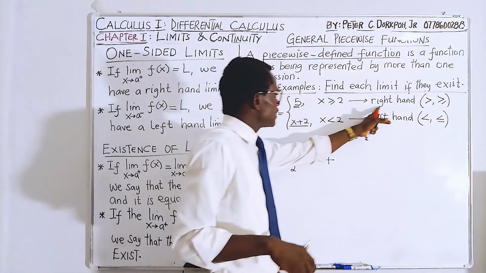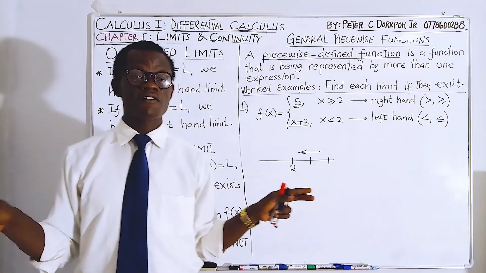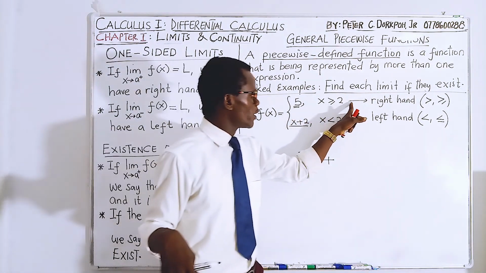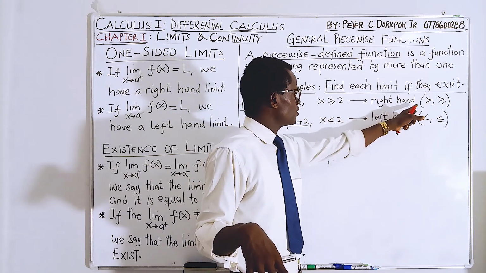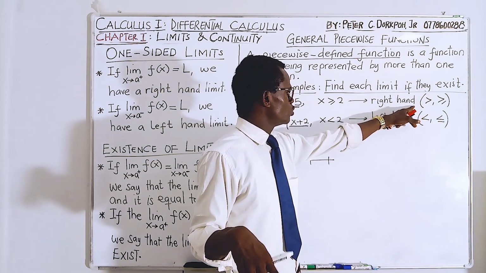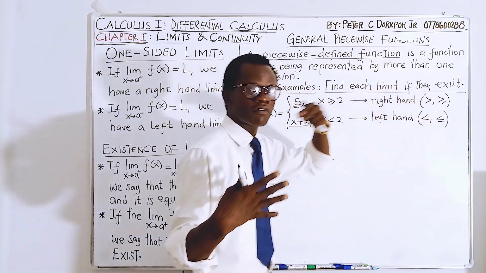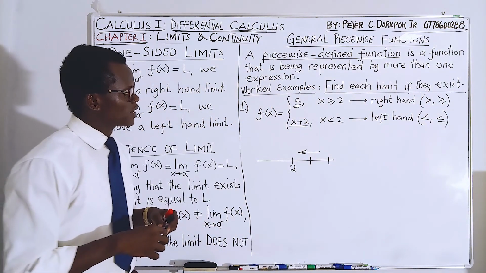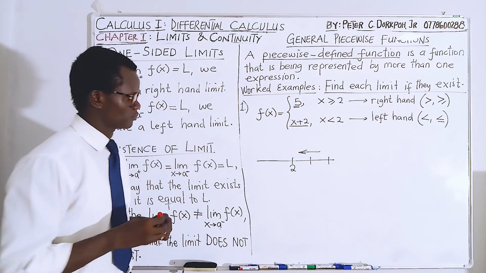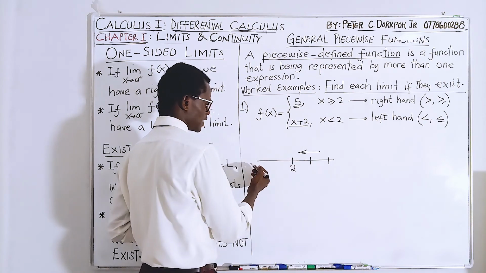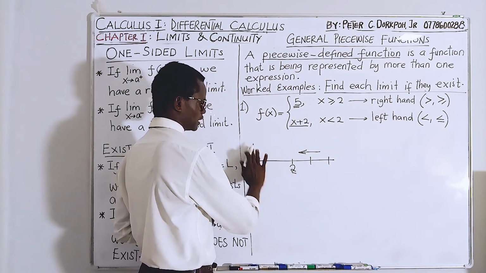Now I only indicated this, but you won't see this in many problems. In fact, in no problem will you see it indicate right hand or left hand. I'm just telling you that whenever you see greater than, you must think of right hand limit. When you see greater than or equal to, think of right hand limit. Likewise, when you say less than or less than or equal to, think of left hand limit. Because when it is less than a particular value, it means it is approaching that value from the left.